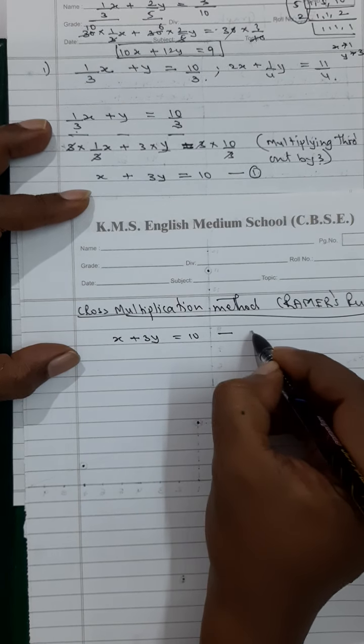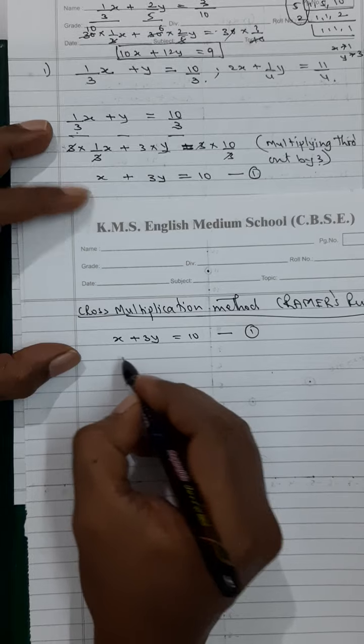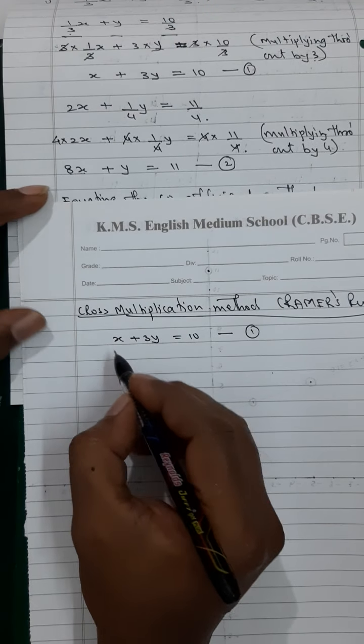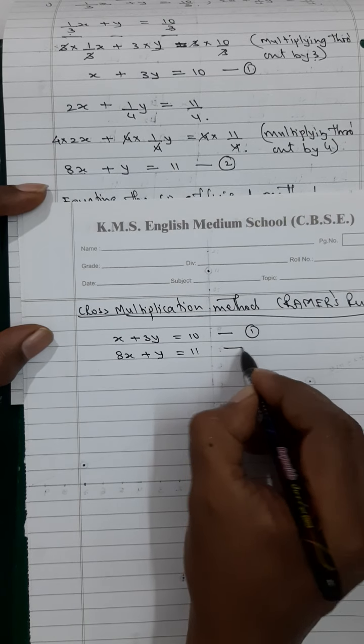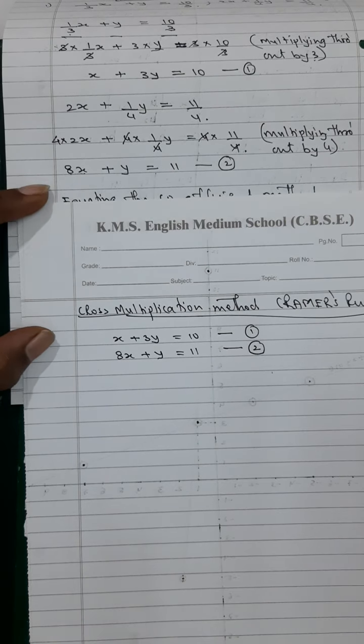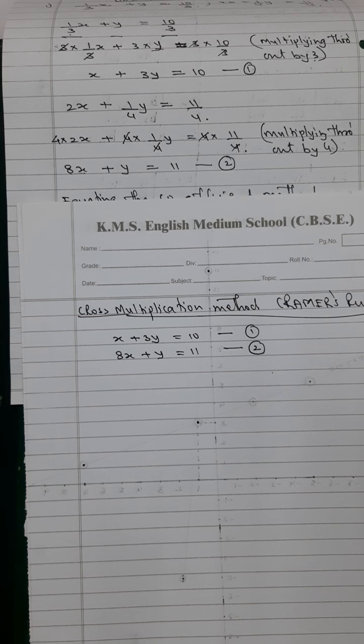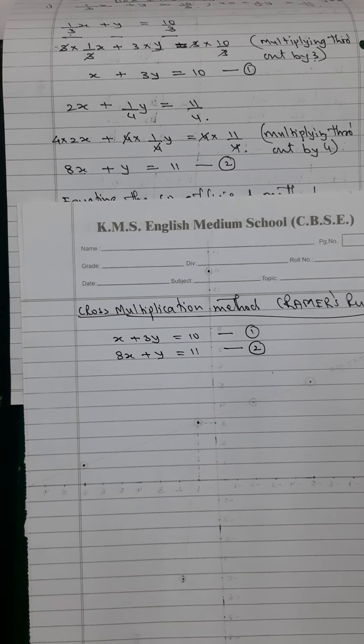Now you have to understand, my dear students, which way you are writing. The second is 8x plus y is equal to 11. See whether you are writing it in a1x plus b1y plus c1 is equal to 0, or a2x plus b2y plus c2 is equal to 0. Dare to do by all the methods, understand by all the methods.